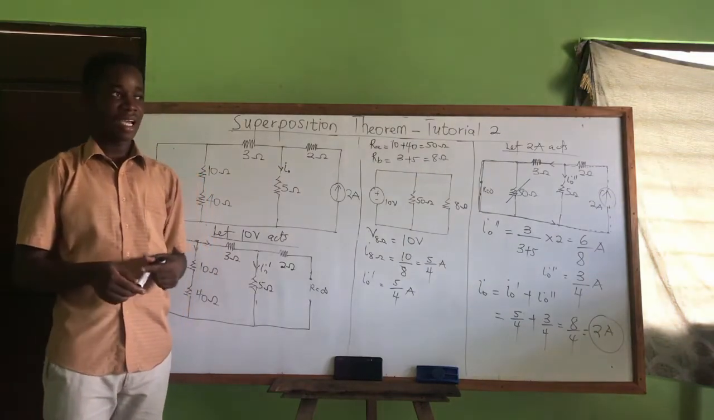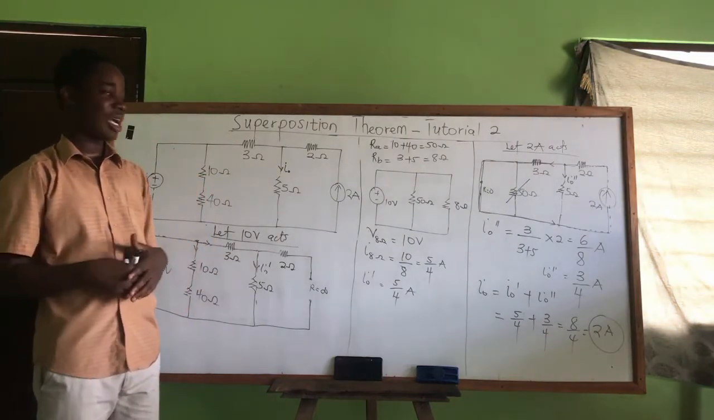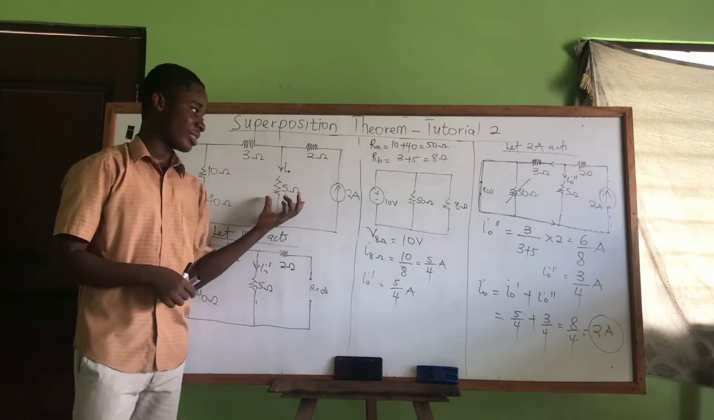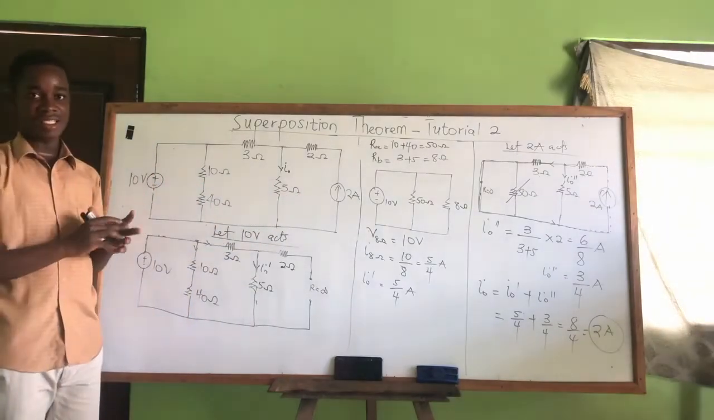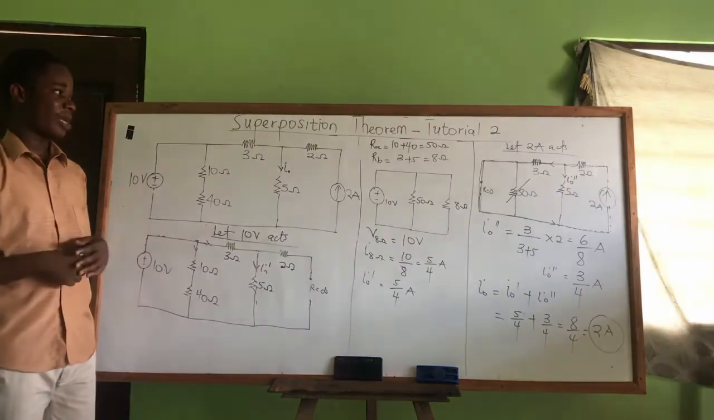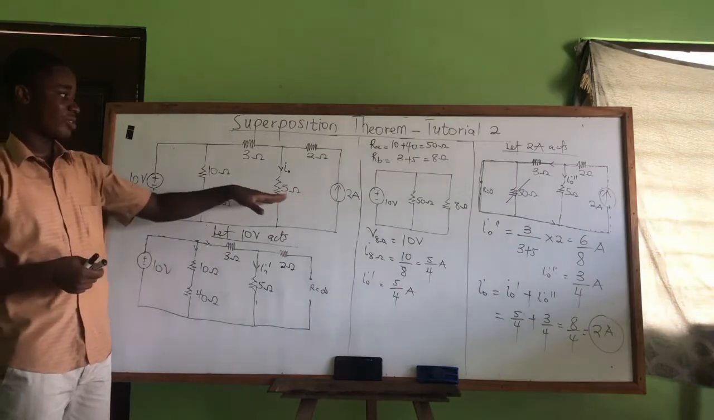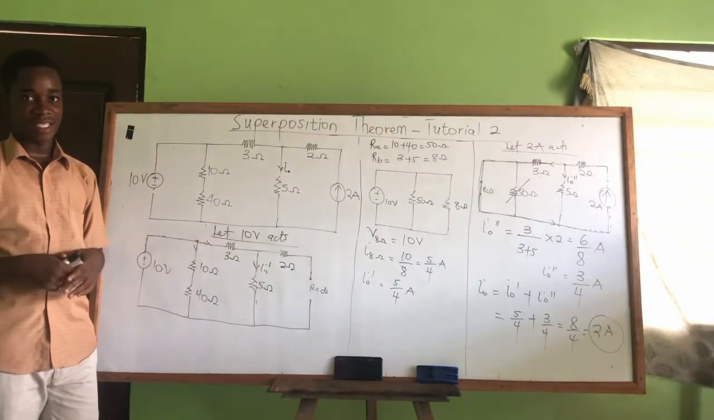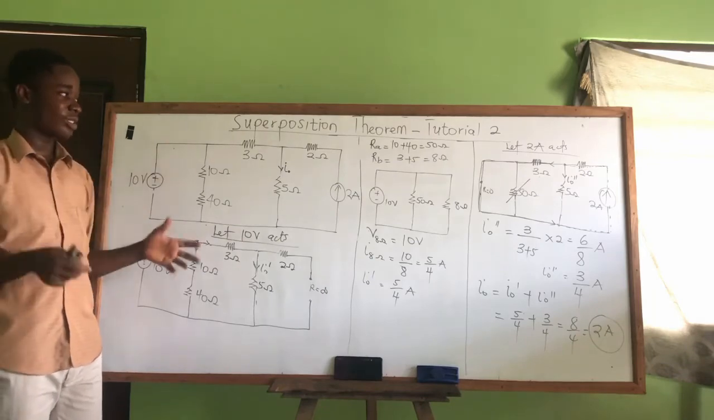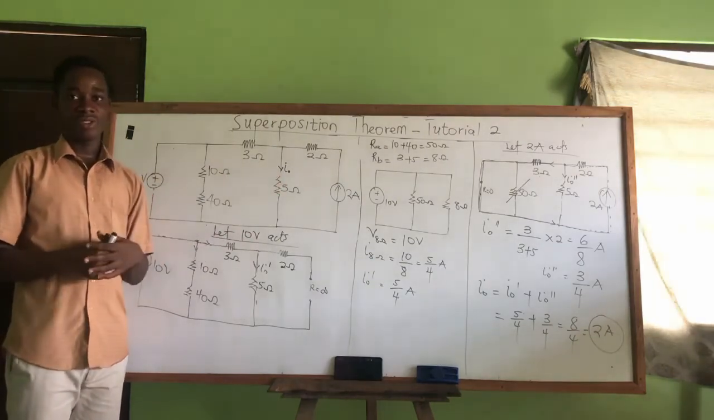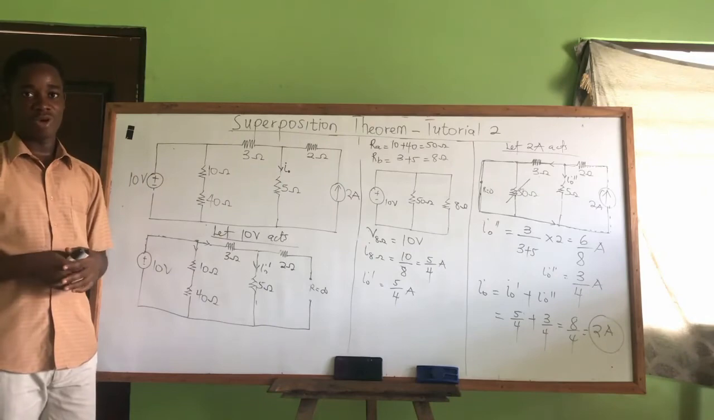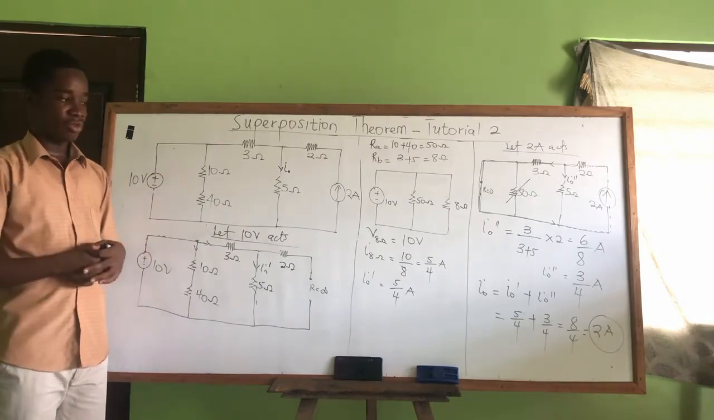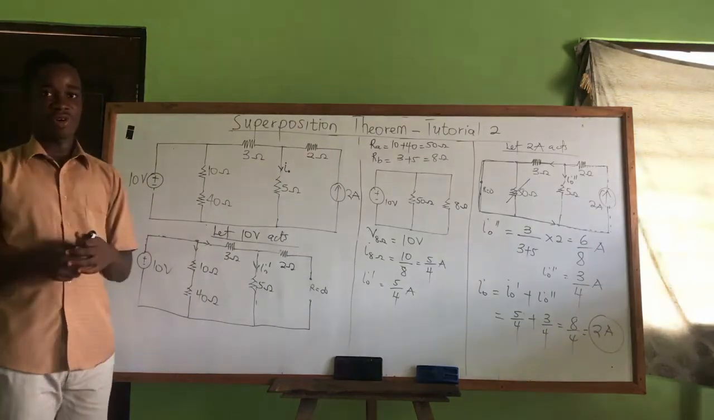So in exams, they can ask you, a first question will ask you to calculate the current flowing through that resistor when this source is acting. That can be one question. The next question can be calculate the current flowing through that same resistor when the other source is acting. That can also be the next question. And the last question can be calculate the total current flowing through that resistor when all the sources are working. So expect those type of questions in your exams.